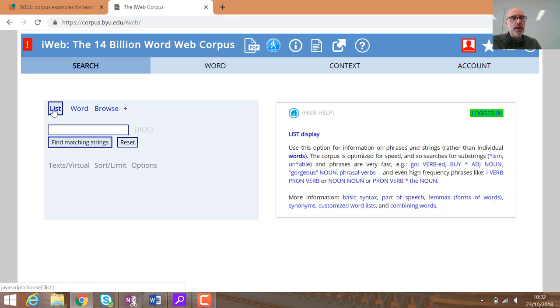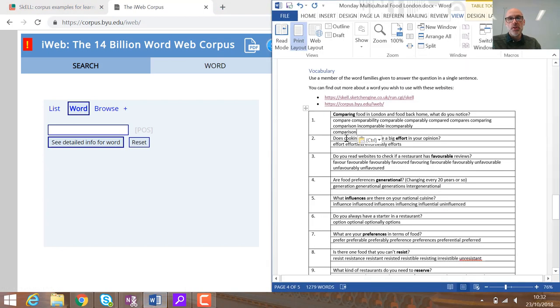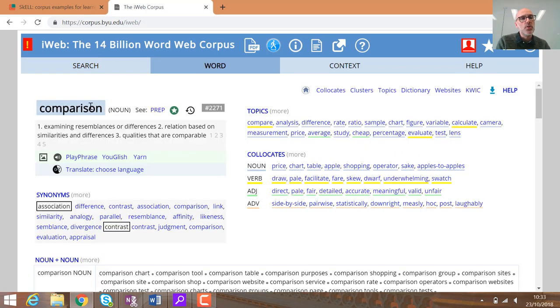The first time you open it, it'll be on the list function, but what we're looking for is detailed information about one word. And remember, we're looking for the word comparison. So let's see what we find if we check the word comparison. We ask for detailed info. So that's the word we're looking for, comparison. There's some discussion on what the word means. Obviously, you can use any dictionary to find that out.